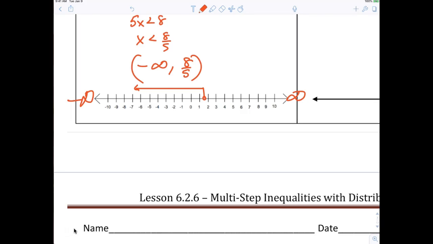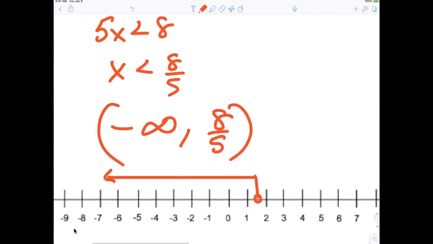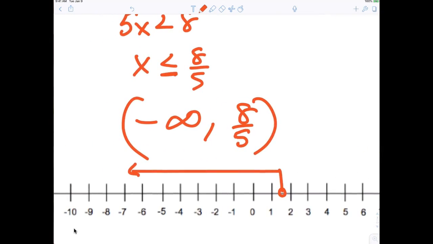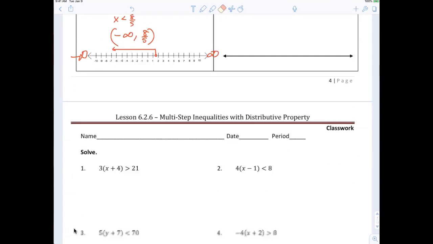Wait, how come it's an open circle again? Open circle because there's no equal to. If it were equal to, here it would be solid. And it would be a bracket. Because it's not equal to, it's an open and a parentheses. All right? Next, right here.